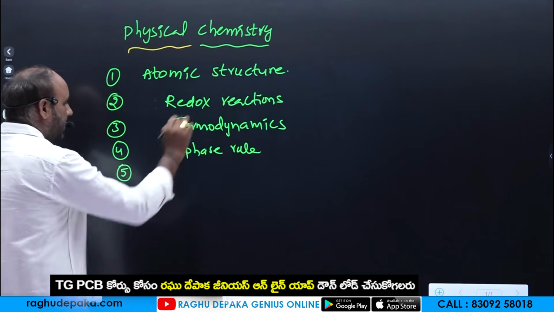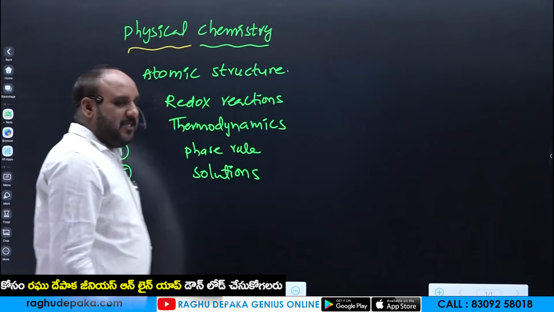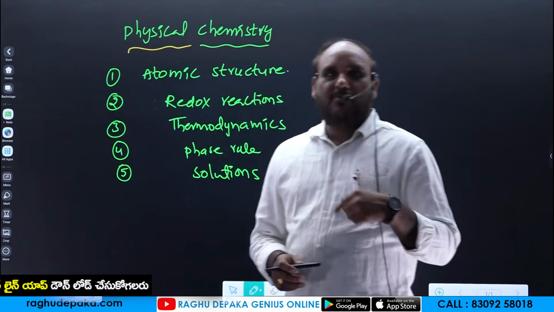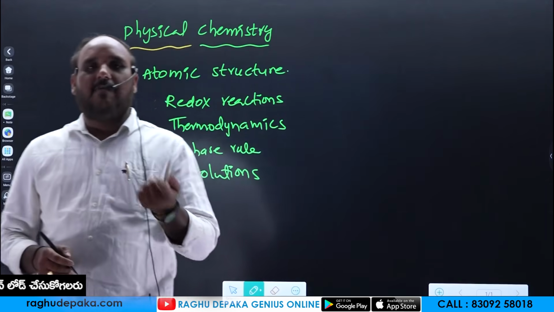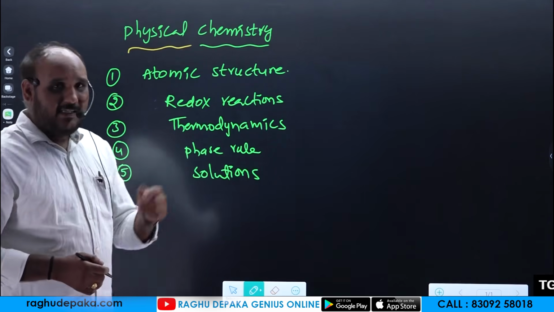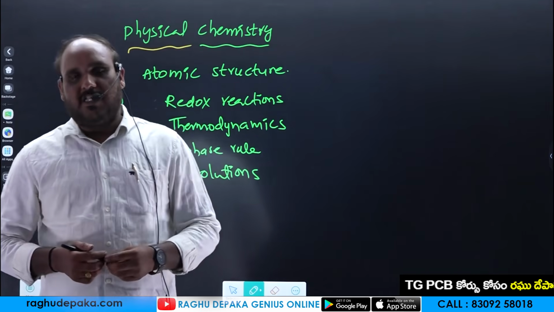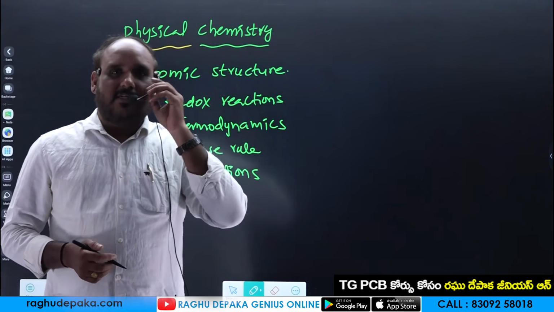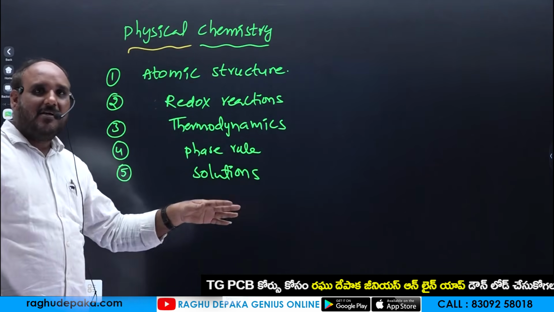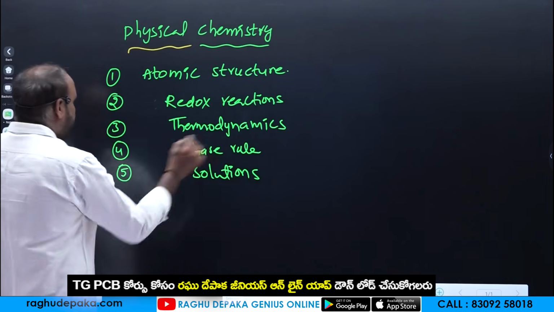Next, the fifth one, solutions. Whenever two components mix together to form a solution, one component is the major component and the other is the minor component. How do they mix together to form a solution? What are the characteristics of solutions? Whether a solution is ideal or non-ideal depends on what type of laws. Here we discuss Raoult's law and Henry's law, and based on Raoult's and Henry's laws, we will get questions in the examinations.